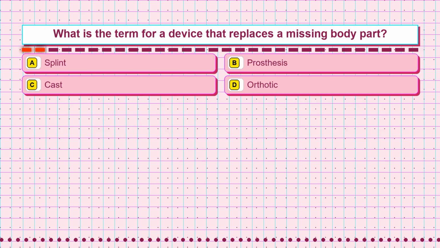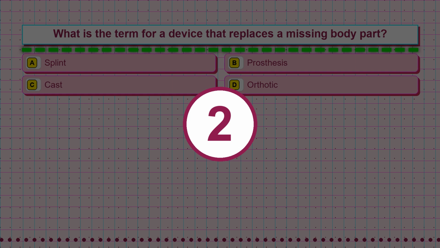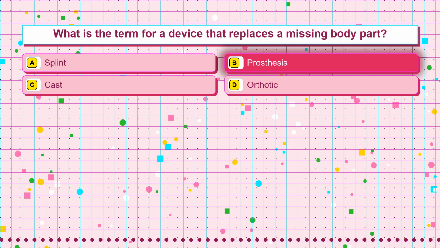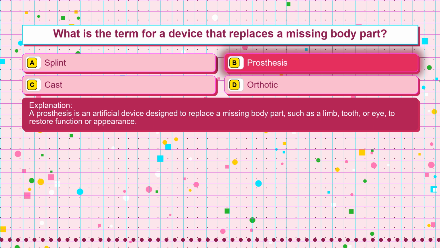Question 54. What is the term for a device that replaces a missing body part? Option A, a splint. Option B, prosthesis. Option C, cast. Option D, orthotic. The correct answer is option B, prosthesis. A prosthesis is an artificial device designed to replace a missing body part, such as a limb, tooth, or eye, to restore function or appearance.